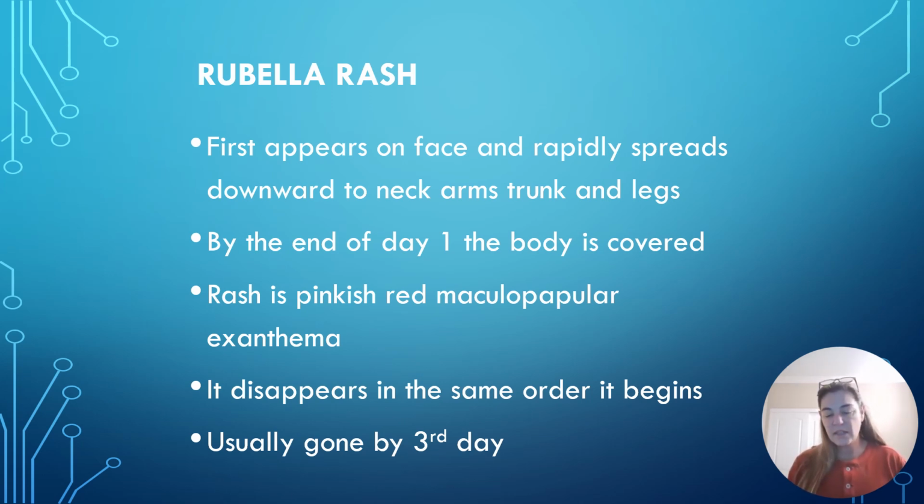So again, it's contagious 7 days before this rash appears. The rash is usually there for about 3 days, and they're contagious for about 5 days after the rash is gone. So it's important to know that timing when you're educating the patients and knowing how long they need to be kept in isolation.